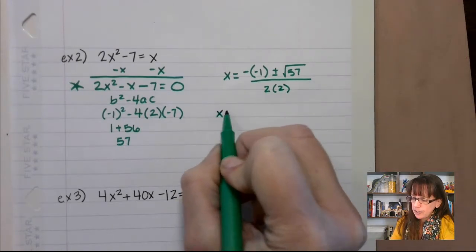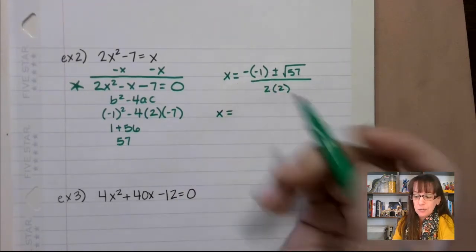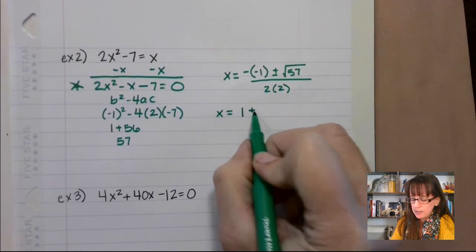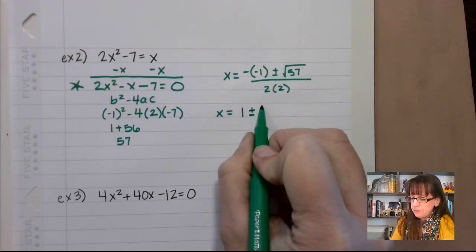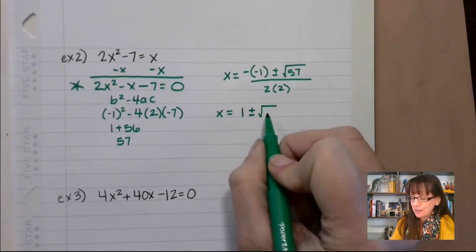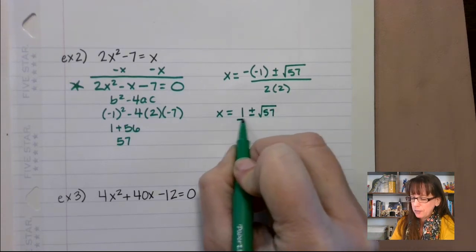So let's clean this up. We get x equals, a negative negative is really a positive, so we get 1 plus minus the square root of 57 over 4.